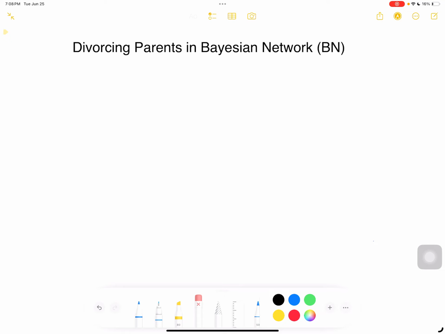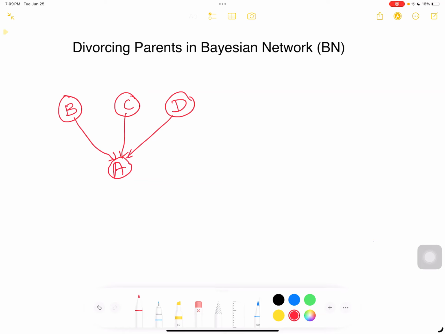So let me take an example and then I will explain what I'm trying to explain in this tutorial. So for example, I have a network. Let's say I have a node B, a node C, and a node D. They are connected to node A. It is a directional link. That's what makes it a Bayesian network, and it is acyclic. So this is my Bayesian network, for example.